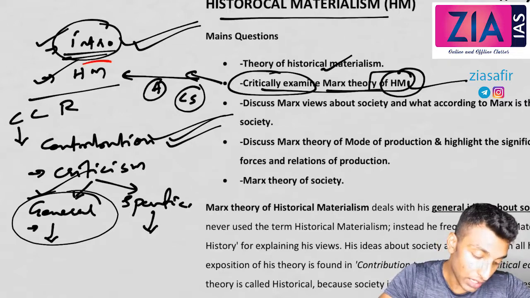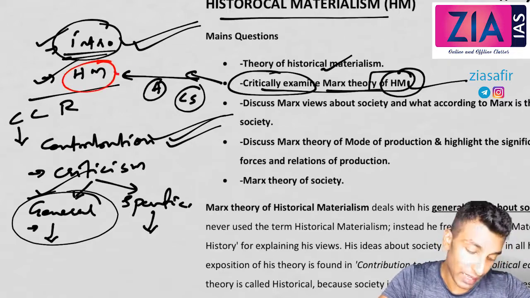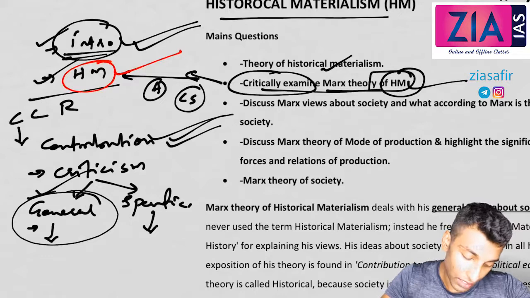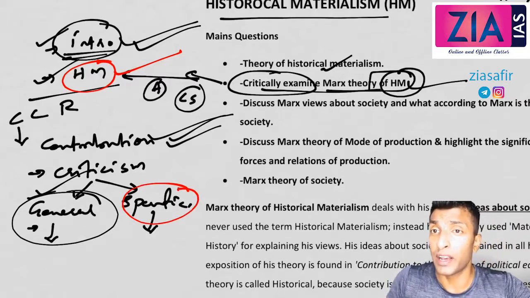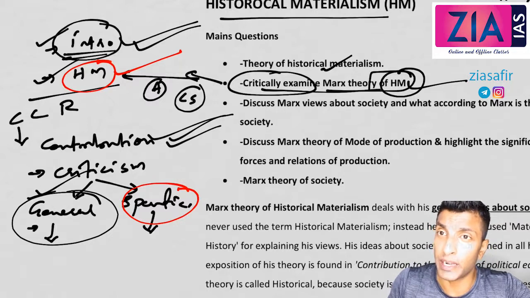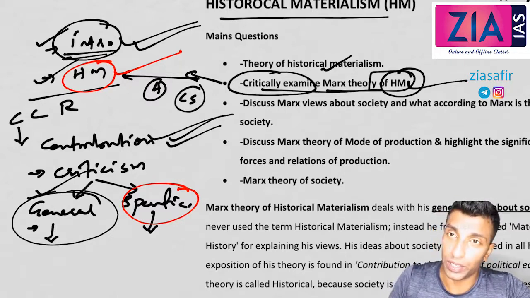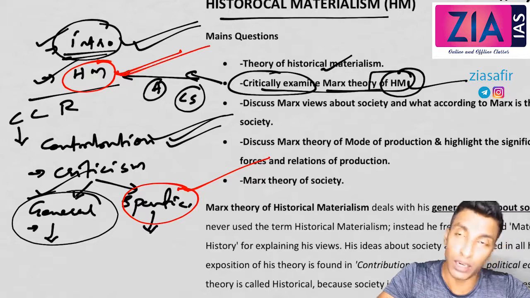What varies? The theory. If it is historical materialism, write that theory. If it is alienation, write that theory. And in specific criticism, if the question is about historical materialism, write specific criticism of historical materialism. If it is alienation, write about that. So here there will be a change. Here also there will be a change.